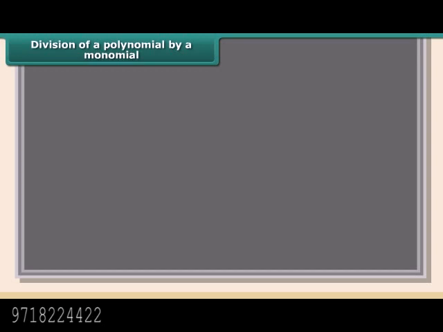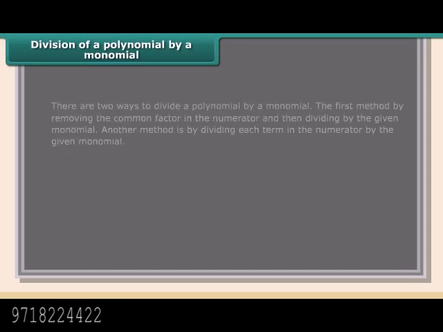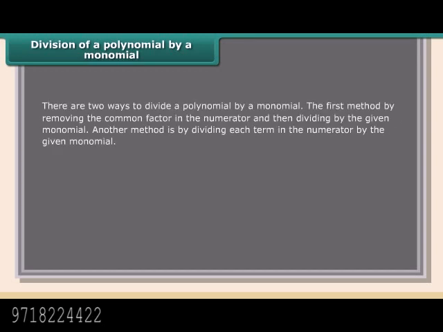Division of a polynomial by a monomial. There are two ways to divide a polynomial by a monomial. The first method: by removing the common factor in the numerator and then dividing by the given monomial. Another method is by dividing each term in the numerator by the given monomial. For example, consider the division of the trinomial 8t cubed plus 9t squared plus 10t by the monomial 2t.